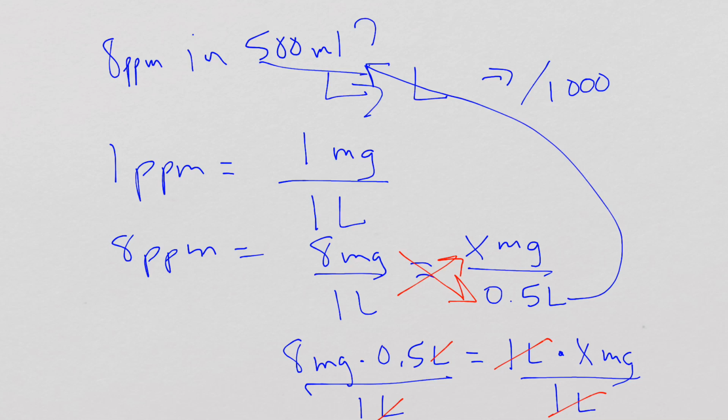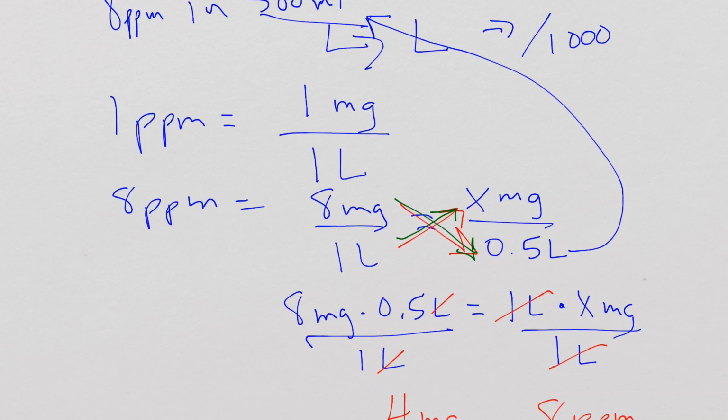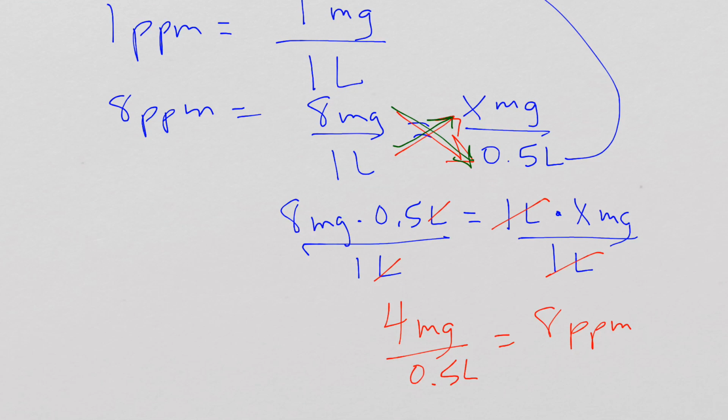If I know what my total volume is for my solution that I'm making, I simply set up my cross multiplication as such, okay, where I've got 8 milligrams per liter is going to be equal to an unknown amount in 0.5 liters. Now, this is a pretty easy math calculation to do, because I know that if I've got 8 milligrams in 1 liter and I've only got half a liter, then I would assume that logically we could come up with 4 milligrams.